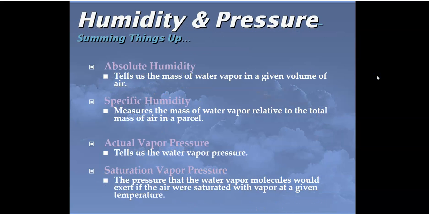So absolute humidity, if you hear them talk about that, they're talking about the mass of water vapor in a given volume of air. The specific humidity measures the mass of water vapor relative to the total mass of air in a parcel. The actual vapor pressure tells us what the water vapor pressure is. So just like air has pressure, the vapor is going to have a pressure as well. And the saturation vapor pressure is the pressure that water vapor molecules would exert if the air were saturated with vapor at a given temperature.